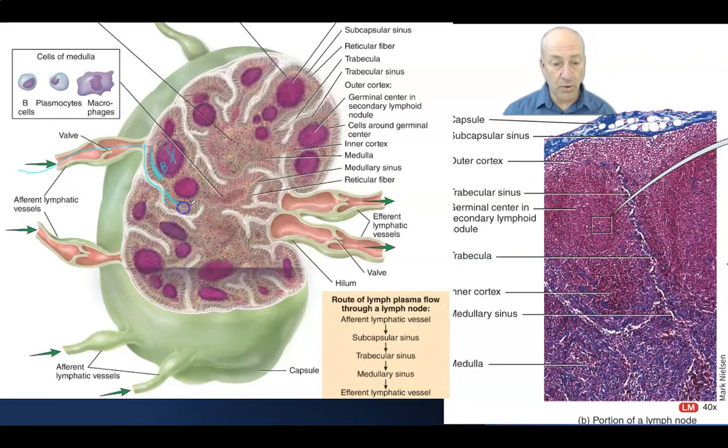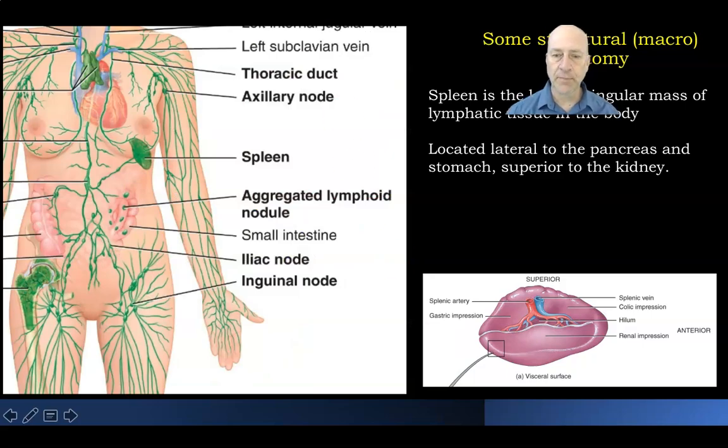Right around the inner cortex is a collection of T cells as you move through the trabecular sinus. And now you get into the medullary sinus, and here's the medulla, and more B cells, plasma cells specifically, inside the medulla as you flow through. And then you're all cleansed, and out you go through the efferent vessels and onto the next lymph node, and you just repeat and repeat and repeat.